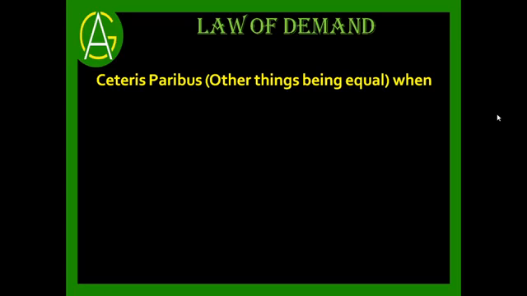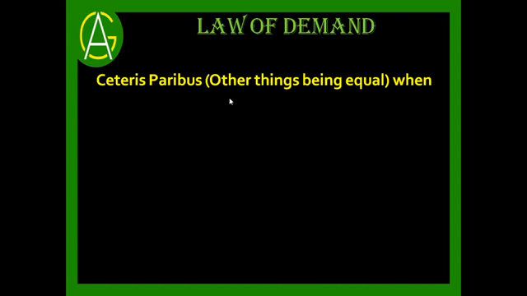Law of demand starts with the words ceteris paribus. Now these words ceteris paribus are derived from Latin language, and these words mean other things being equal. Other things being equal means when we are talking about the law of demand, we find out the relationship between price and quantity demanded. So all those factors other than price will remain equal, or we can say will remain constant. So ceteris paribus means other things being equal.